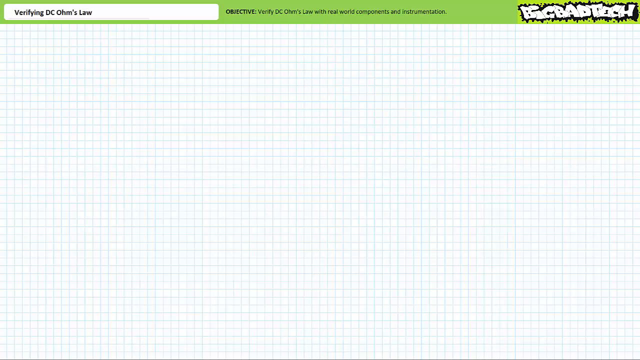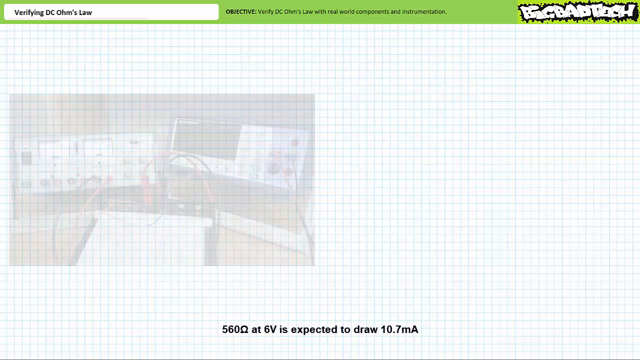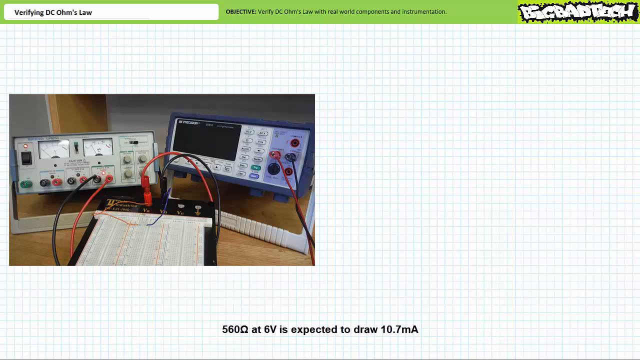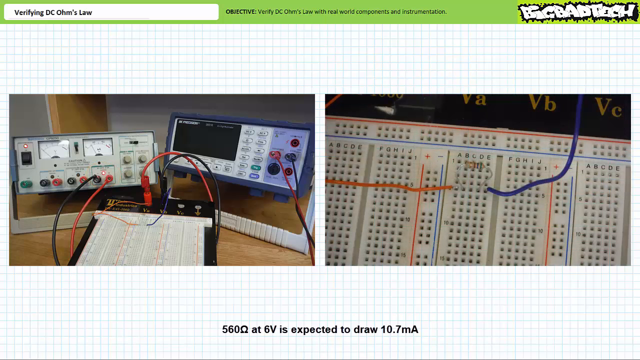Here's another troubleshooting scenario using the same circuit. A 560 ohm resistor at 6 volts, ordinarily expected to draw 10.7 milliamperes of current. Let's say you made the grave error of leaving your lazy lab partner unsupervised for a moment. In your absence, they've built a circuit, and to your horror, they flip on the power supply and the overload LED illuminates. Here's what you observe when you inspect their circuit.